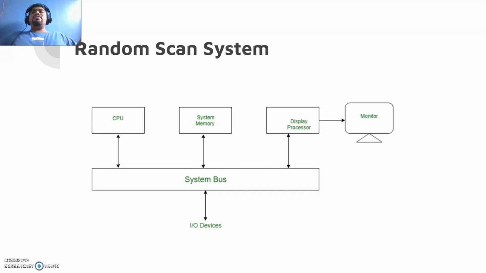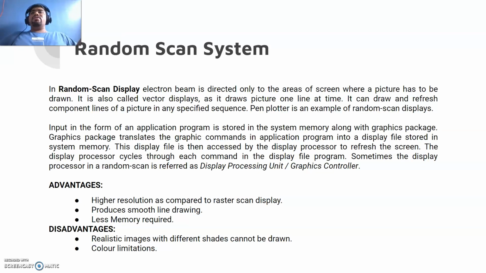It's going to take care of only those pixels that need change in the next frame. So it's not going to go all the way from the top till the bottom. It's going to only focus on those pixels that need change. So this is a random scan system. In a random scan display, the electron beam is directed only to the areas of the screen where a picture has to be drawn. It is also called a vector display, as it draws a picture one line at a time. It can draw and refresh the component lines of a picture in a specified sequence. A pen plotter is an example of a random scan display.